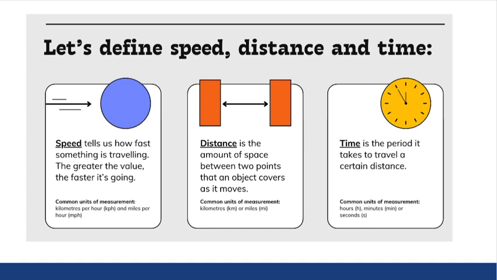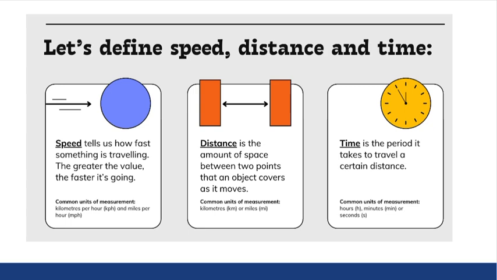The greater the value, the faster it's going. If you are in Australia, you would use kilometers per hour. If you are in America, you would say miles per hour. So it depends on the units that you are using in your country. Distance is the amount of space between 2 points or 2 places that an object covers as it moves. So distance from your house to school, again, units would be kilometers or miles.